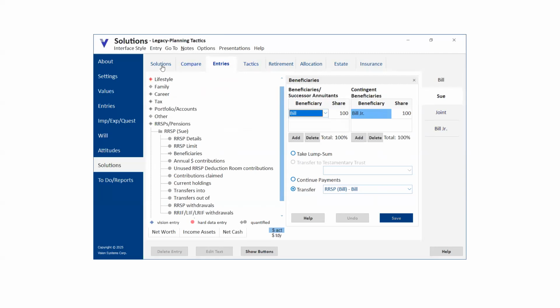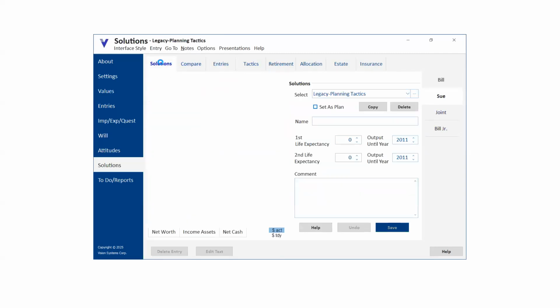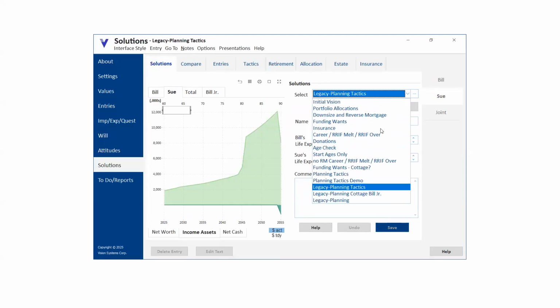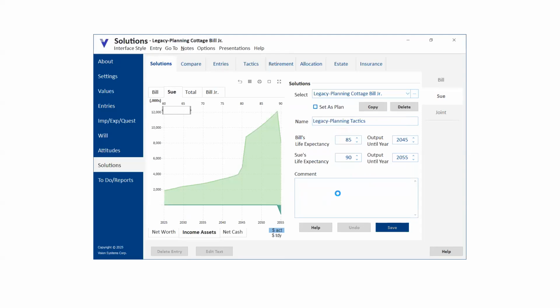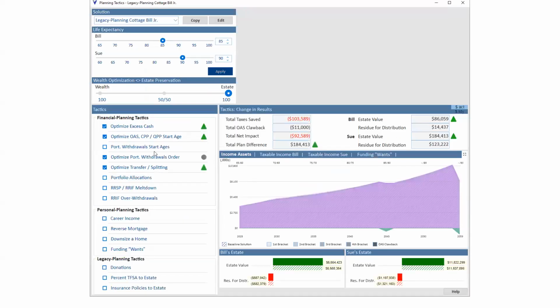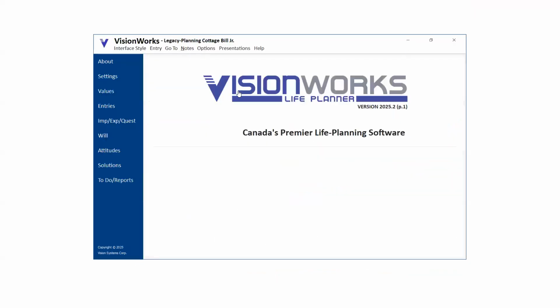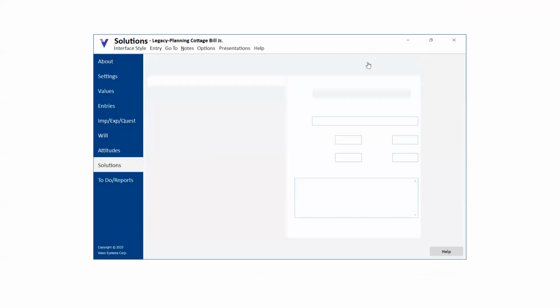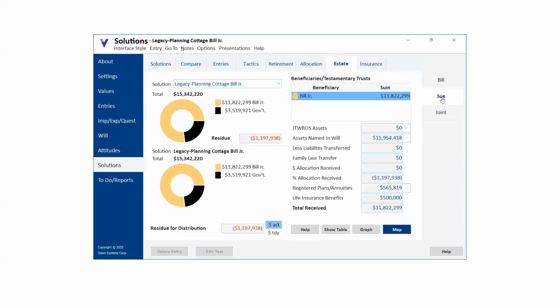One of the things that I want to show you, because I think it's really interesting, so I'm going to switch to a solution that I set up, which is legacy planning, cottage going to Bill Jr. And if we go back to the planning tactics window, what you'll see is that we just have the regular planning tactics applied. We don't have anything involved with donations and so on. But what I've done in this solution is I have made Bill Jr. the beneficiary of his cottage.